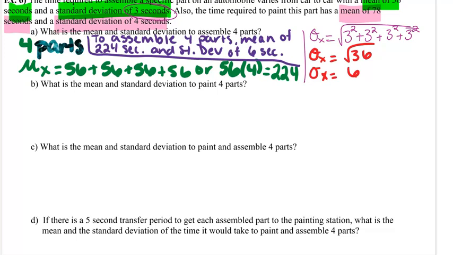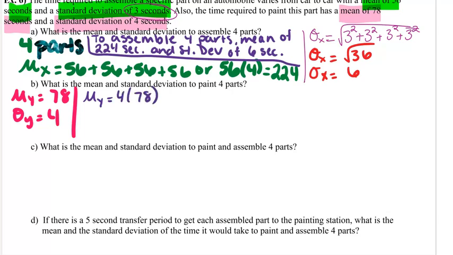So still 4 parts. Our old mean for this, right, was 78 seconds. And our old standard deviation for this was 4 seconds. Okay, so to find 4 parts, once again, you are going to take that old mean and multiply it by 4. So 4 times 78, because you are painting 4 parts. So your new mean to paint 4 parts is going to be 312 seconds.